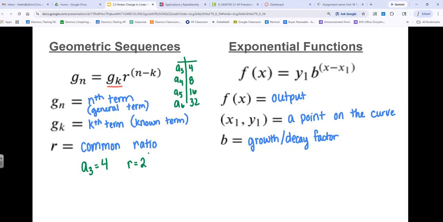So if I want to write this as a formula, my A sub n is going to be the term that you know, the 4, times the common ratio, which is 2. But, so like if I'm trying to get to the sixth term, I would multiply by 2. Like, let's just say I'm trying to get A sub 6.